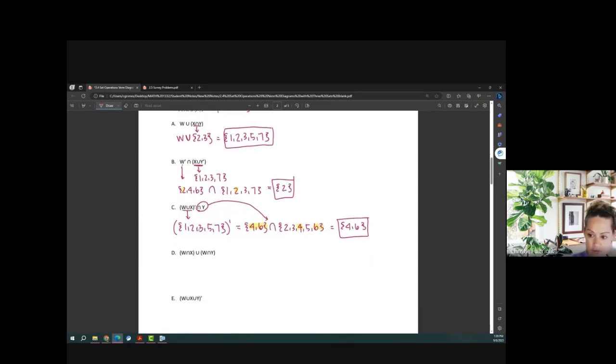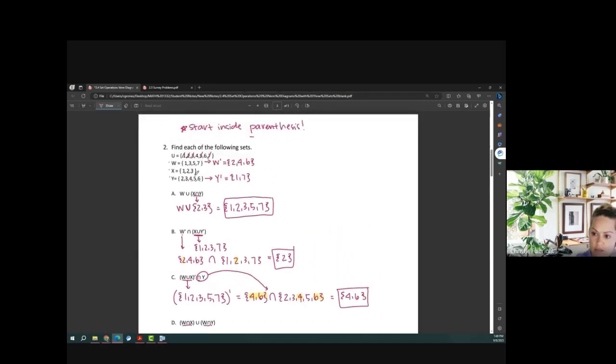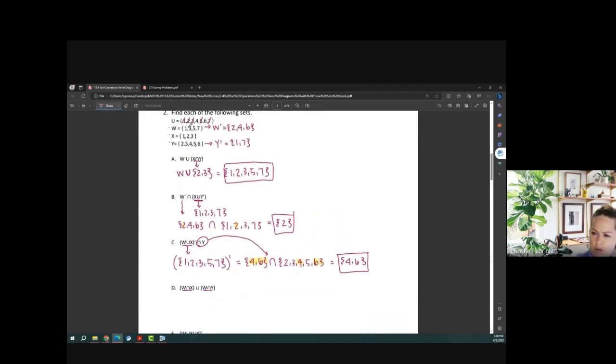D, all right, we have 2 parentheses. So we need to work inside of this one and in this one, and we will union those 2 sets together. So the first one is the intersection of W and X. So the elements that are common to W and X. So W has 1, 3, 5, 7. X has 1, 2, 3. So it looks like our intersection is going to be 1 and 3.